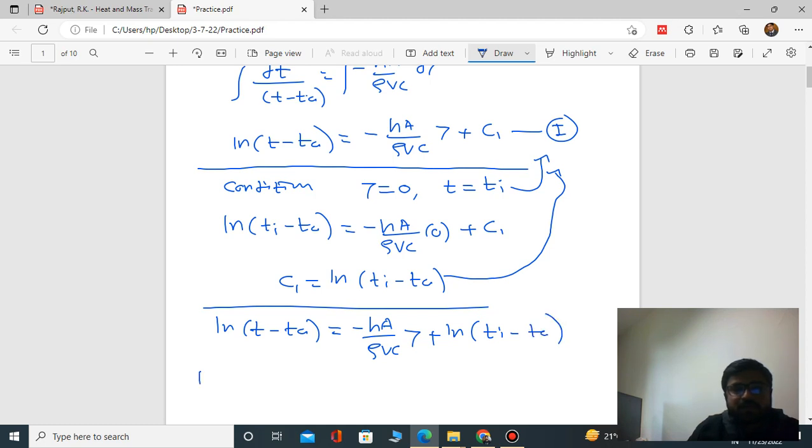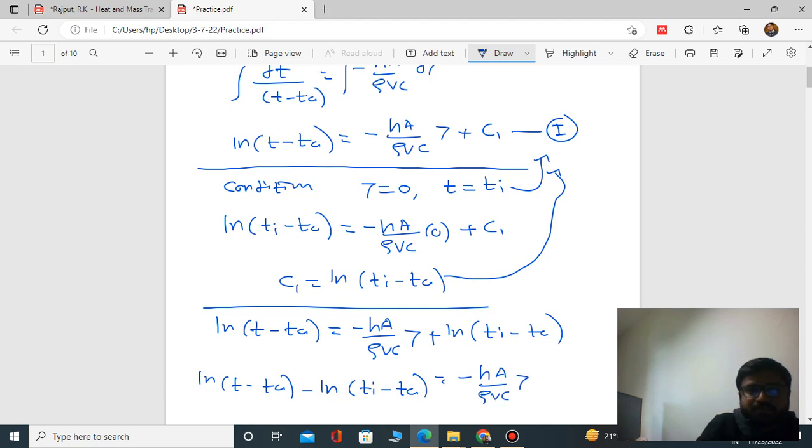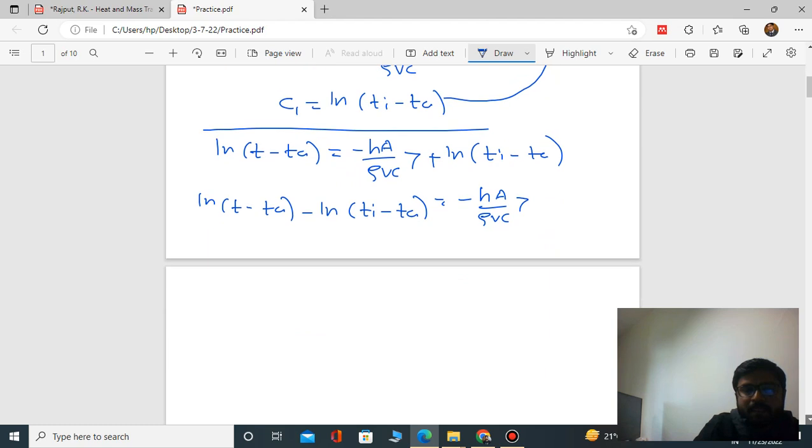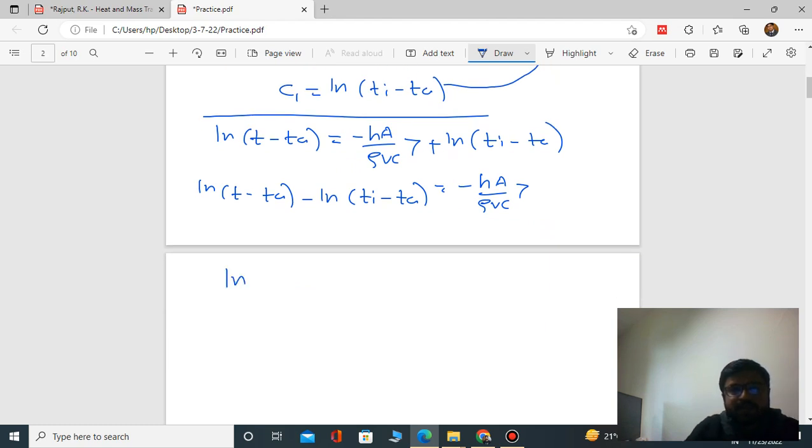So here what we will do: ln(T minus Ta) minus ln(Ti minus Ta) is equal to minus hA over rho V c tau. So here we can write ln of (T minus Ta) divided by (Ti minus Ta) is equal to minus hA over rho V c tau.